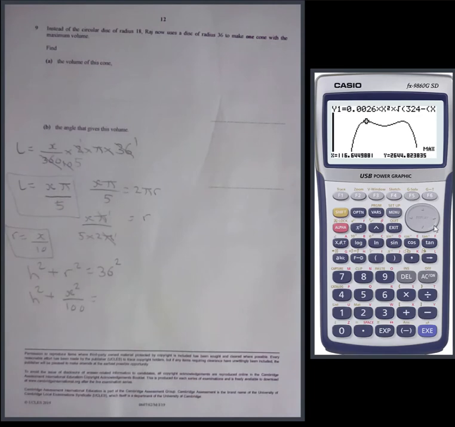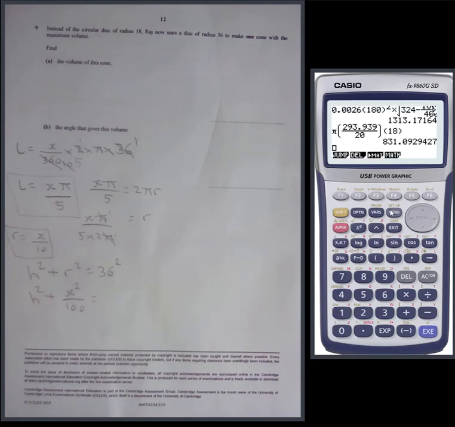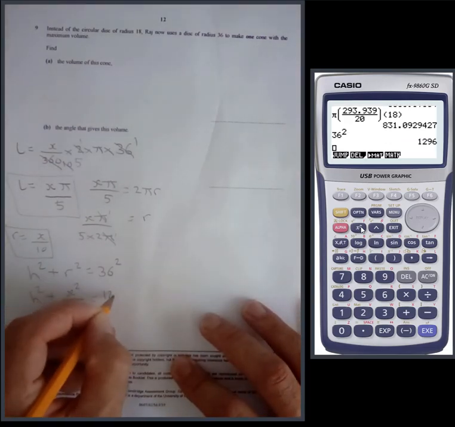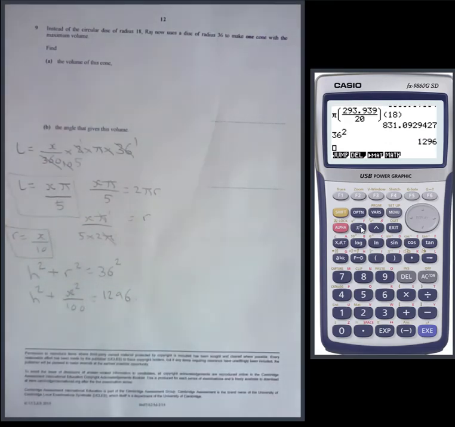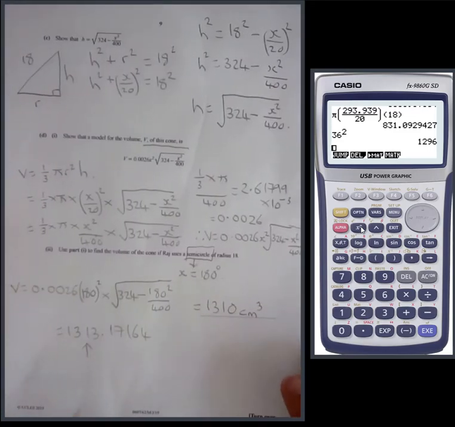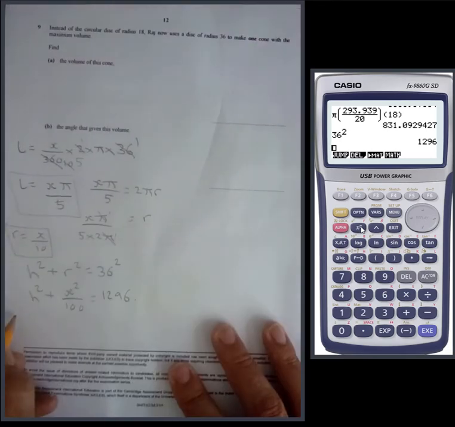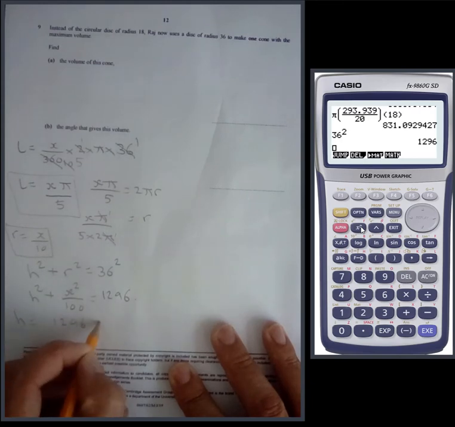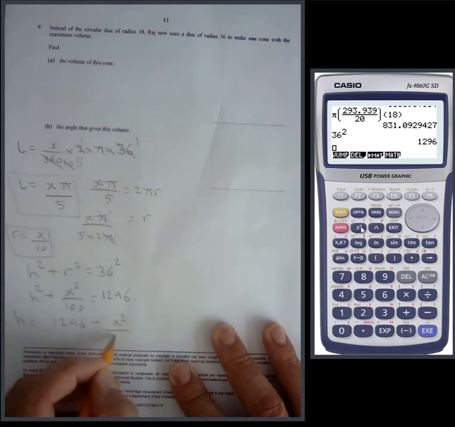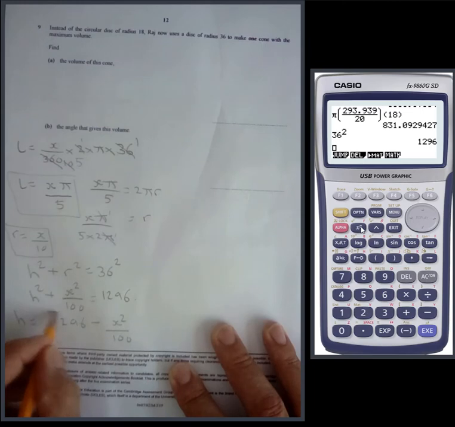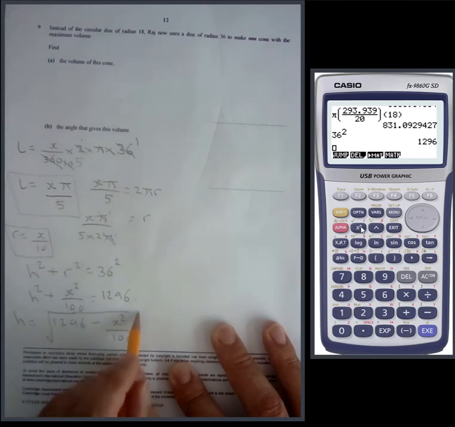Go to the calculator for that one. 36 squared gives us 1296. So remember, we're looking for a model for h, which means we're going to subtract the x squared term and square root it. h equals 1296 minus x squared over 100 and the square root of all of that, right?